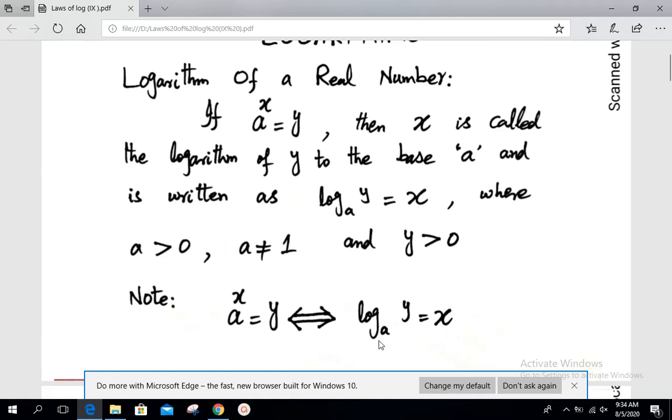And now if you are given the logarithmic form, this one, you can convert it into exponential. This is also interesting and easy. How? Keep the base same, shift x to this side, y to the other side, it will become a power x is equal to y.